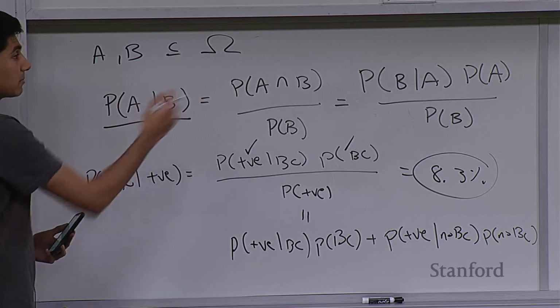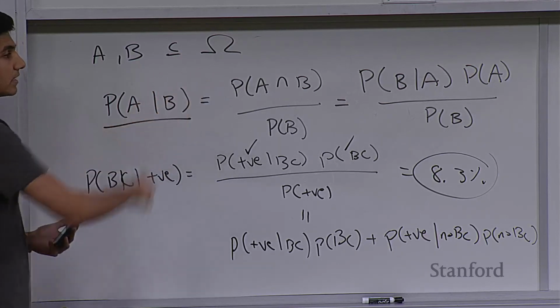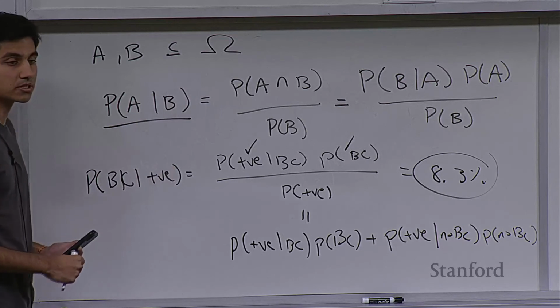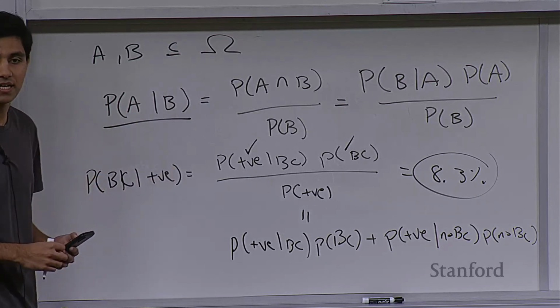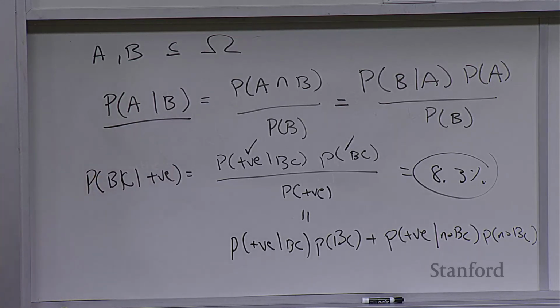For a test that is 90% accurate, given these numbers, it seems pretty unlikely that the person, given that the test is positive, actually has breast cancer. So that's the intuition and application behind Bayes' rule.